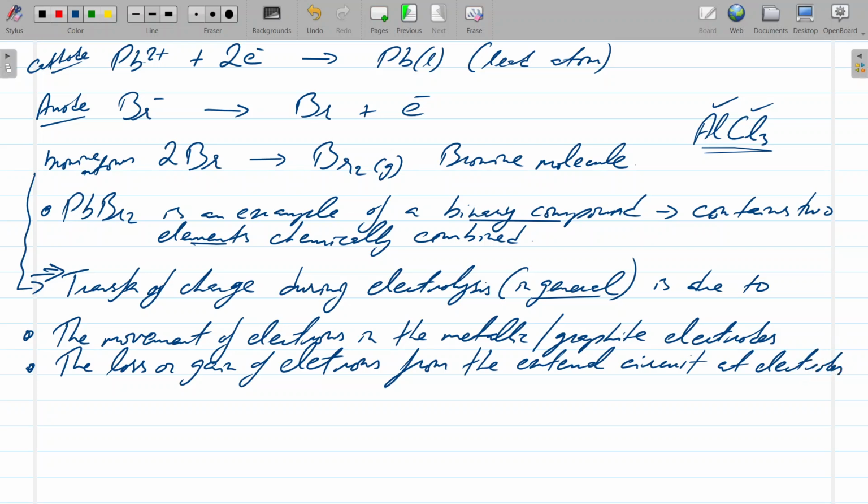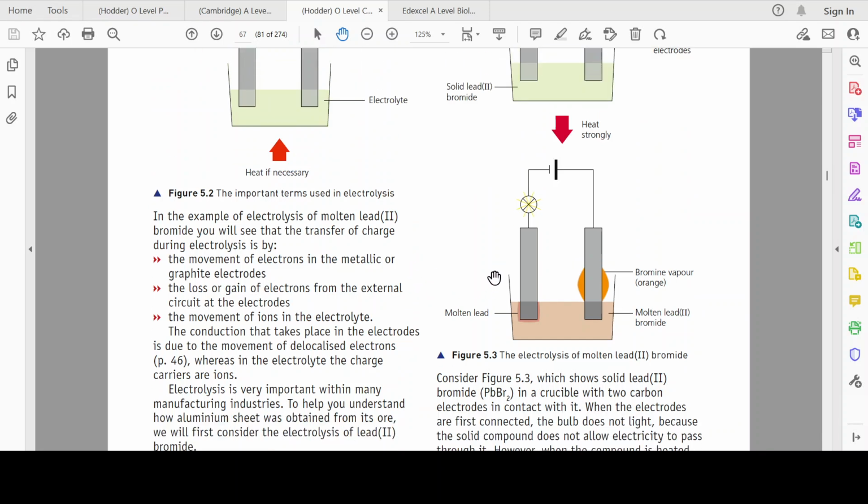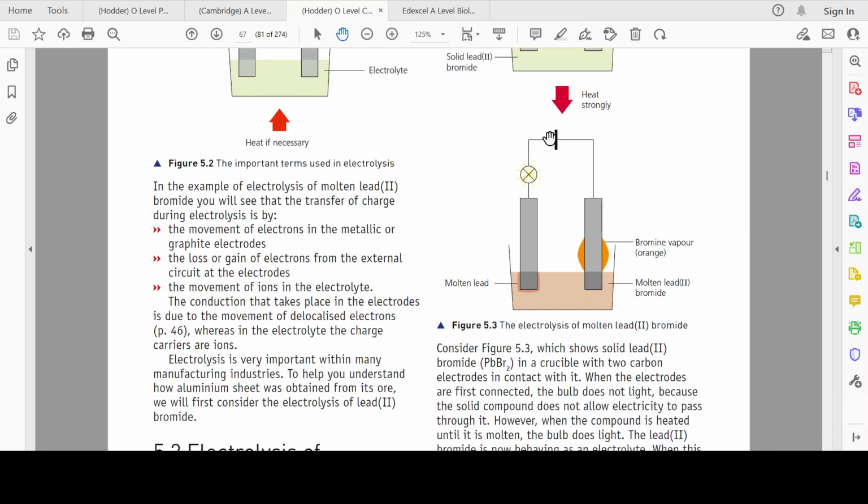What does that mean? I'll take you back to the illustration. Just change screens. This is your setup. You have the power supply, so this is the external circuit. And this is the cathode, this is the anode.